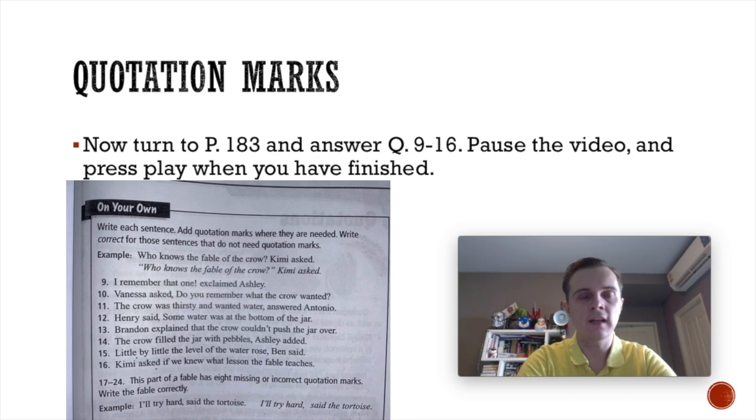Okay, now look at the top of page 183. You need to do very similar to what you've just done, but if there's something that doesn't need a quotation mark, I want you to write the word correct. So if the sentence needs quotation marks, you add them. If the sentence does not need quotation marks, you just write the word correct. So again, please pause the video, and when you've finished up to number 16, you can press play to continue.